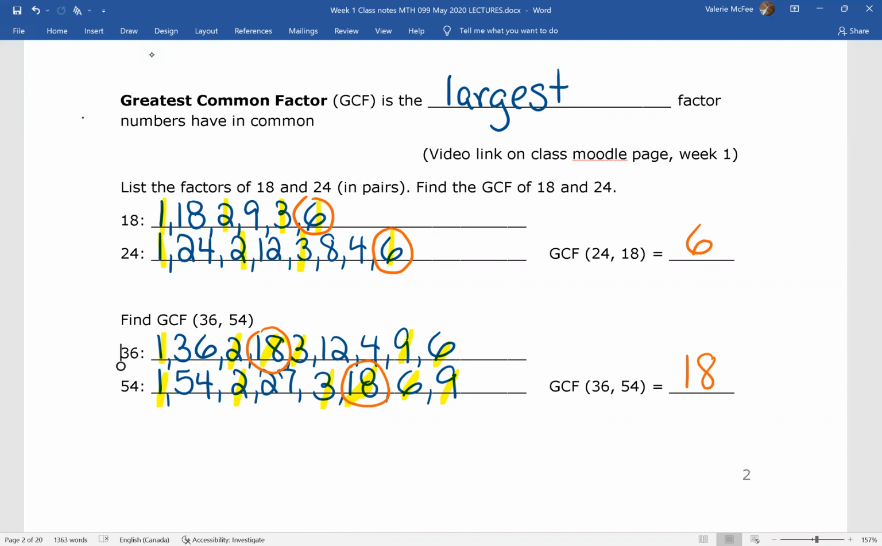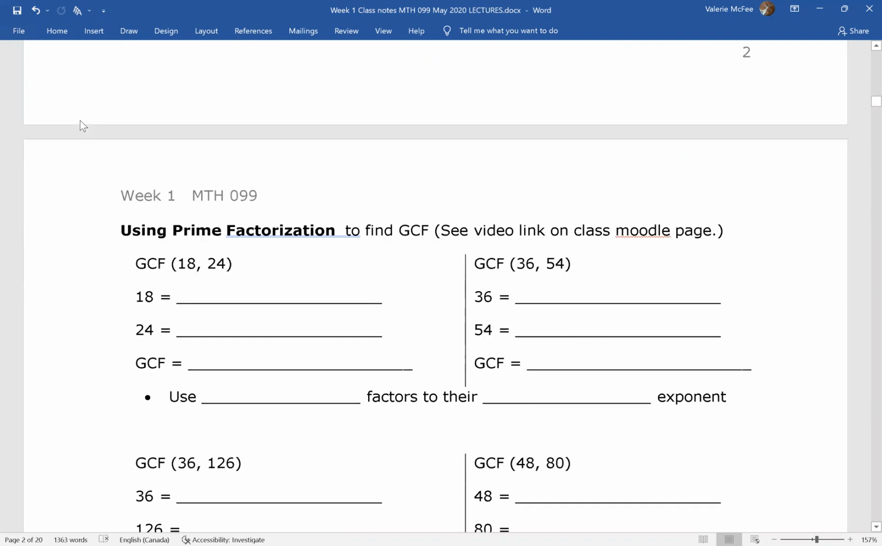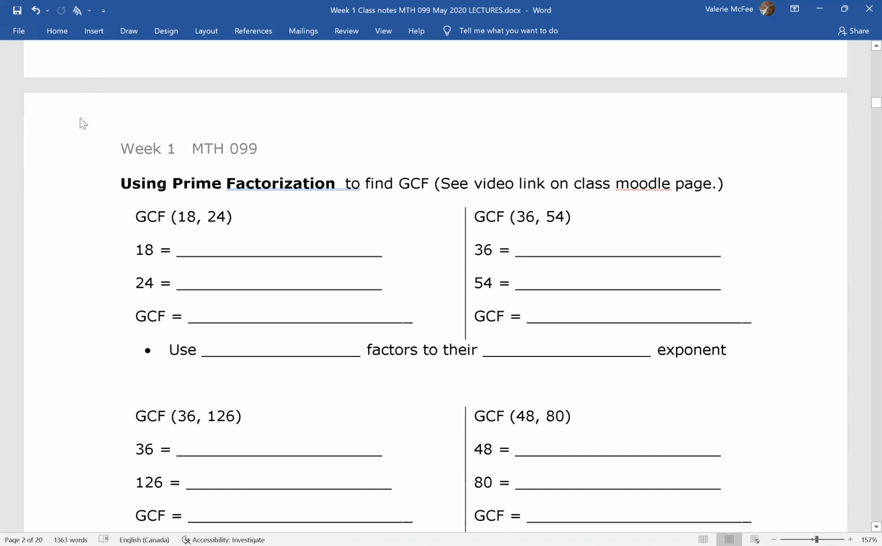But it's a lot of work to list all of the factors of a number. It's easy to leave out a factor. And sometimes the numbers are so large, we don't want to actually list all of the factors. And so we can use prime factorization.